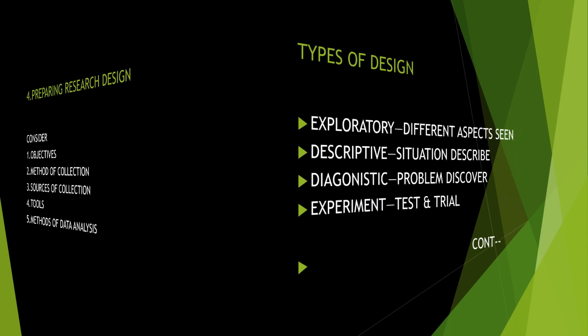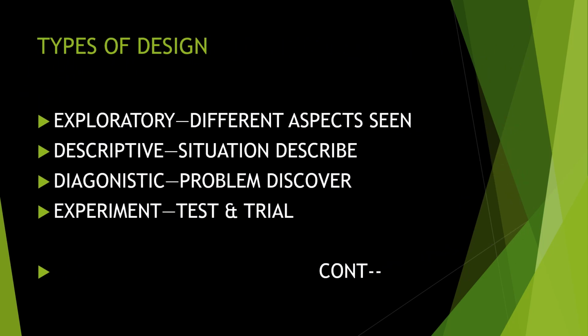Then the types of designs are of different types. Exploratory means we are seeing the different aspects. If one student is not studying, we are finding out why. It can be a social reason, family reason, environmental reason, or physical reason. So you are taking the different aspects. Descriptive means describing the situation. Diagnostic is discovering the problem, finding out the reason behind it. Experimental means they are doing tests and trials, it is purely scientific. So these are the different types of design.